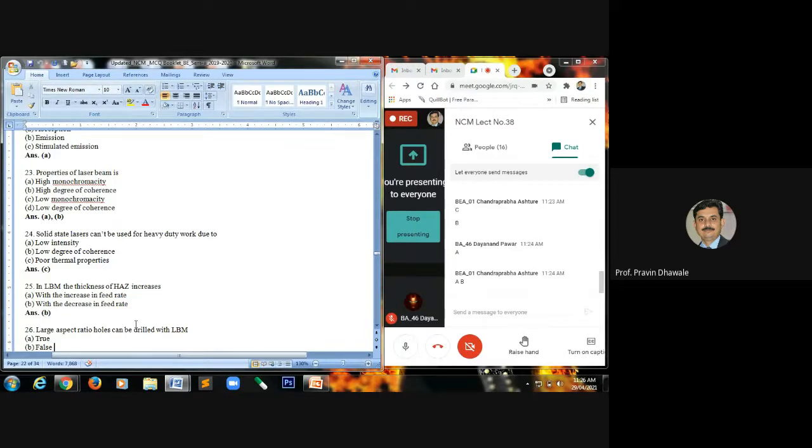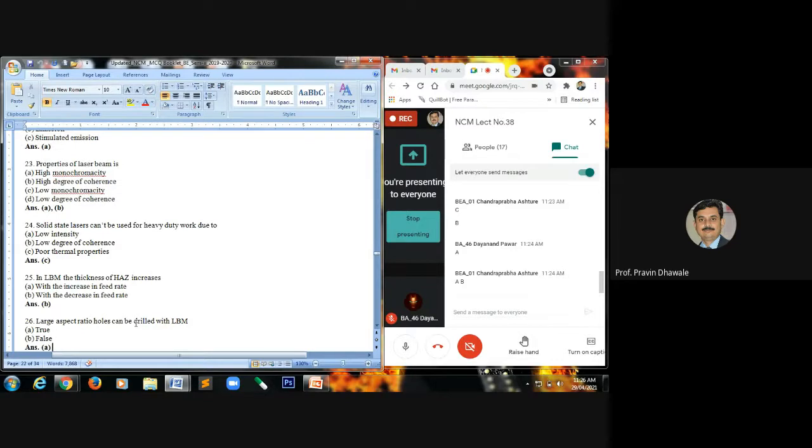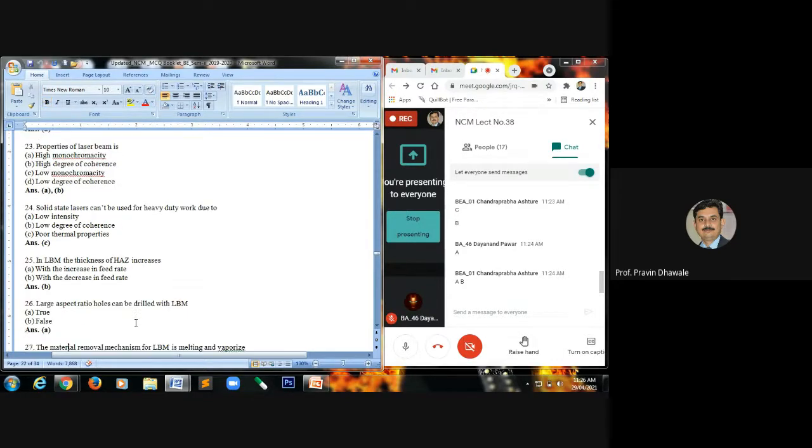Large aspect ratio hole can be drilled with LBM. What is the aspect ratio? What is the formula? I think it is diameter to length or length to diameter. The correct option for this: large aspect ratio hole can be drilled with laser beam machining. That will be the correct option.